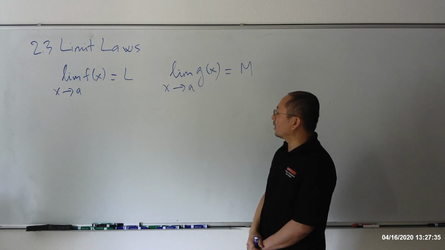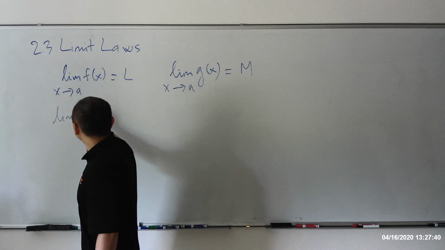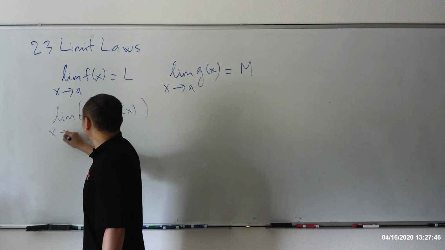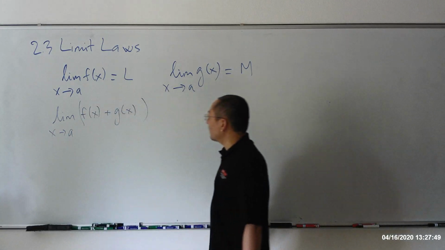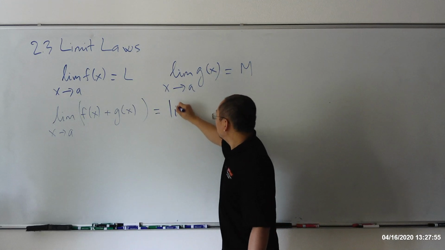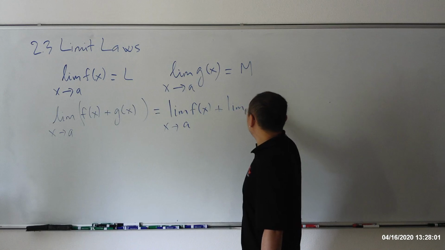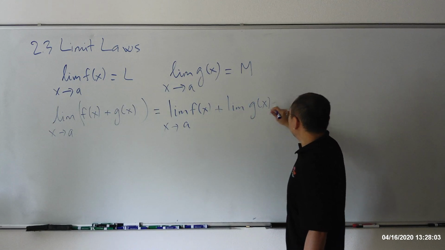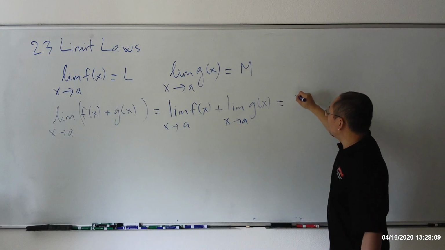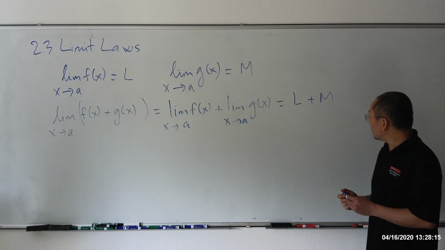Now we have a couple formulas that involve the limit. If you want to calculate the limit of f of x plus g of x when x approaches a, the limit of the sum of two functions, it's going to be equal to the limit of f of x when x goes to a plus the limit of g of x when x also goes to a. Keep in mind it's the same value of a. And of course it's equal to L plus m, because the first limit is equal to L and the second limit is equal to m.